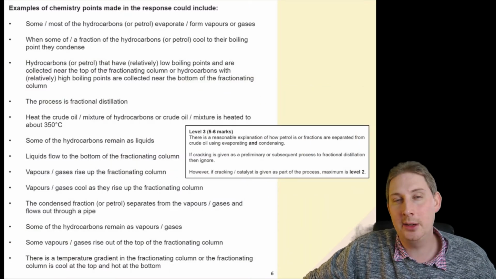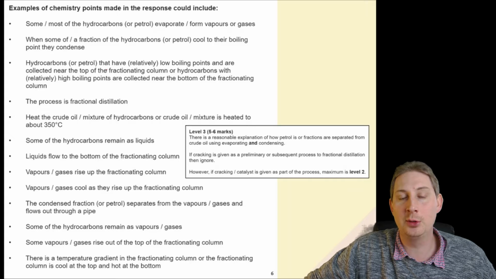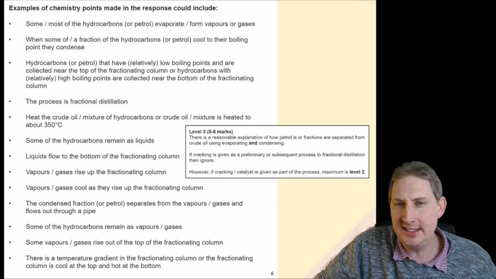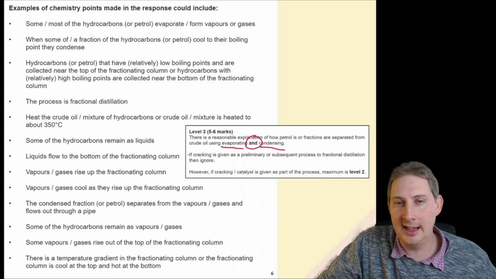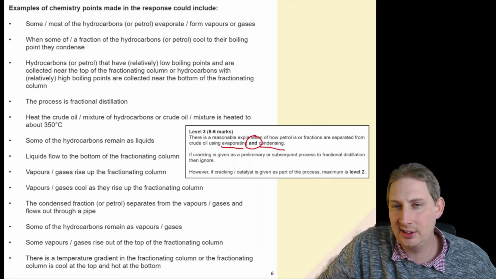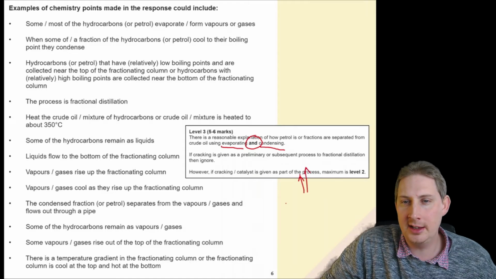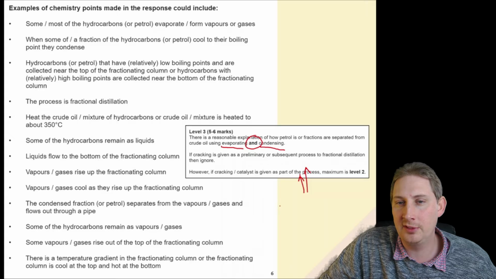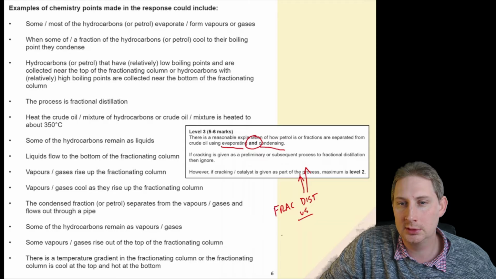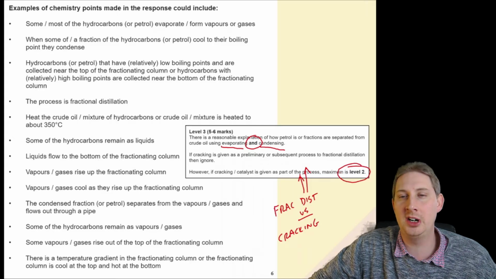Right, now I would really hope for this, all of you would be going for 5 or 6 marks out of this level 3. A reasonable explanation of how petrol, all fractions, are separated from crude oil, mentioning evaporation and condensation. Notice, and I've highlighted this many times, if cracking or a catalyst is described as part of the process, in other words, if you don't know the difference between fractional distillation versus cracking, then the maximum is level 2, 4 marks out of 6.